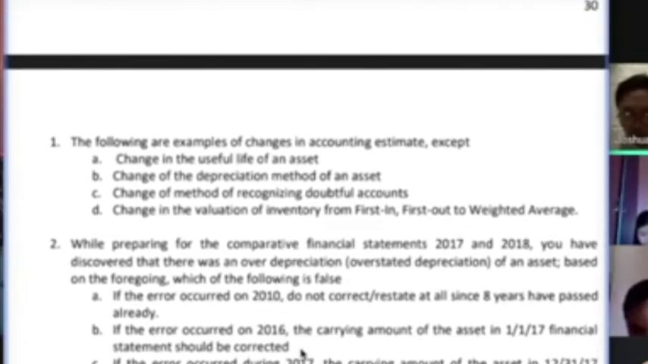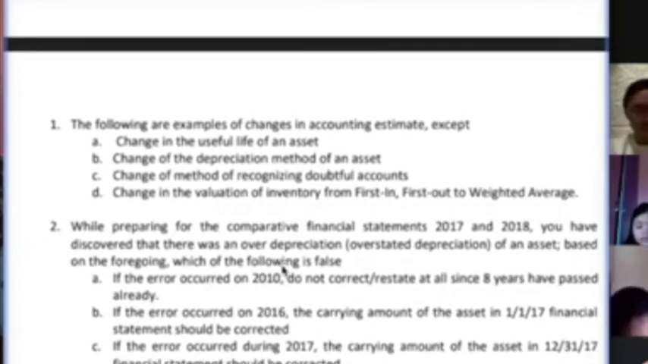The following are examples of changes in accounting estimate, except. Our answer, sir, is letter D because A, B, and C are accounting estimates, but letter D is an accounting policy. Okay, so this is a very common kind of question, class. You would be asked to identify whether it's a change in estimate or a change in policy. You just go back to the definition for a change in policy, class, and change in estimate. But it also helps if you just remember the examples given for changes in accounting estimates and changes in accounting policies. So the answer for number 1 is indeed letter D.